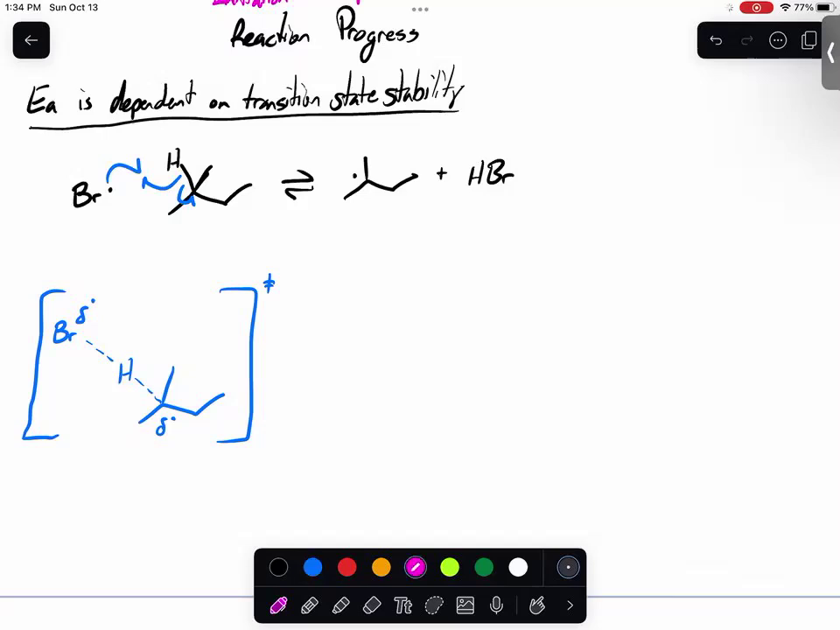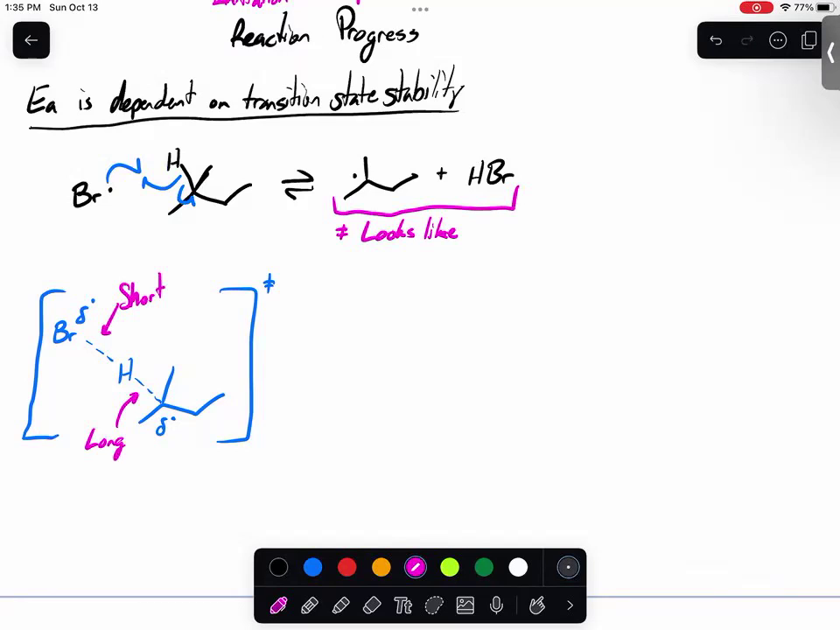Now, when we're thinking about this in terms of Hammond's postulate, remember that's in terms of the bond lengths. So looking at this, if it looks like these products here, this is what the transition state looks like. Essentially, we're saying the HBr is associated, so that bond should be short, and then the carbon with the radical, the CH in that case, is dissociated, so it is long.